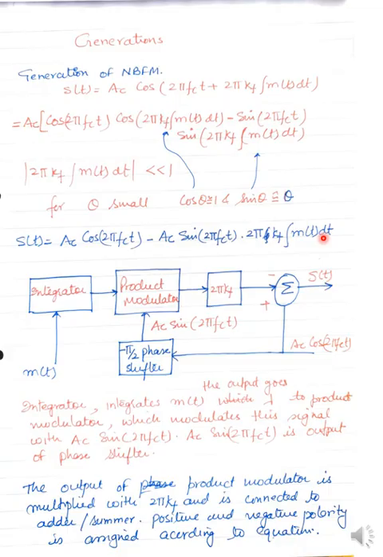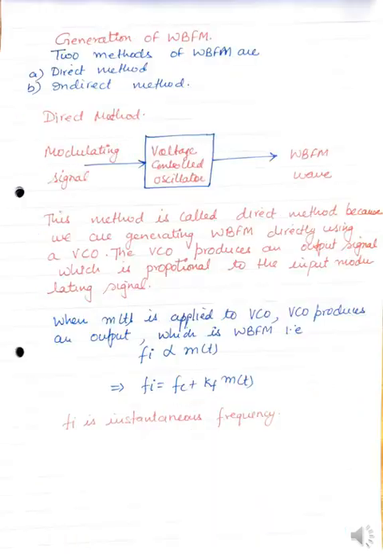They will multiply, this and this will multiply. So what is left is 2π kf, so we are multiplying 2π kf here. The output coming here will be Ac sin 2π fc t times 2π kf ∫ m(t) dt. So as I explained the function, depending upon the polarity you require here, whether it's positive or negative, you will choose the sign.